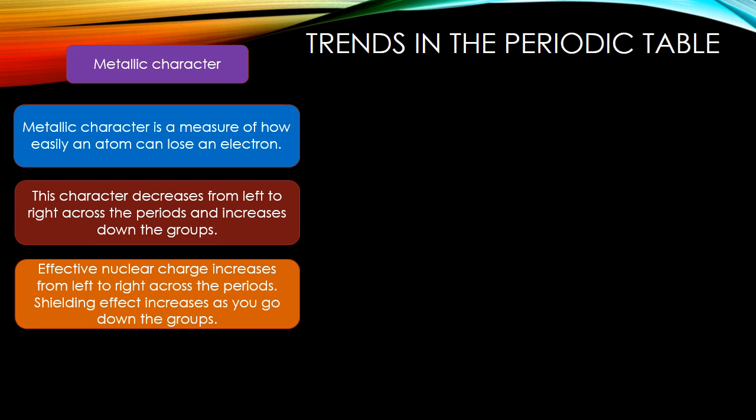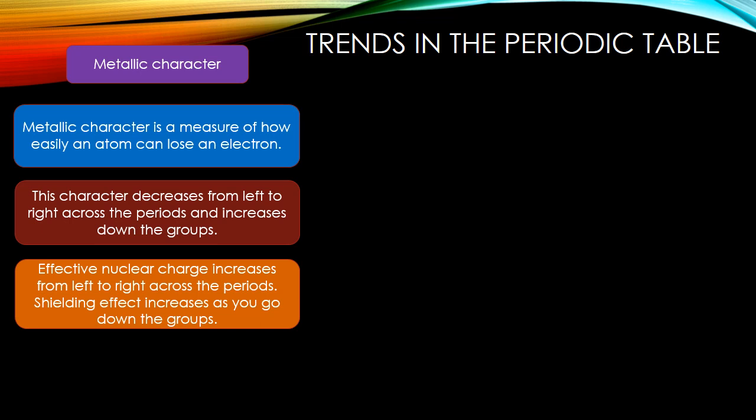So the more completely filled shells you have, the more covering is provided the outer electrons. This decreases effective nuclear charge, which we have defined as the pull that the positive nucleus has on the outermost electrons. This makes it easier for atoms to lose electrons.